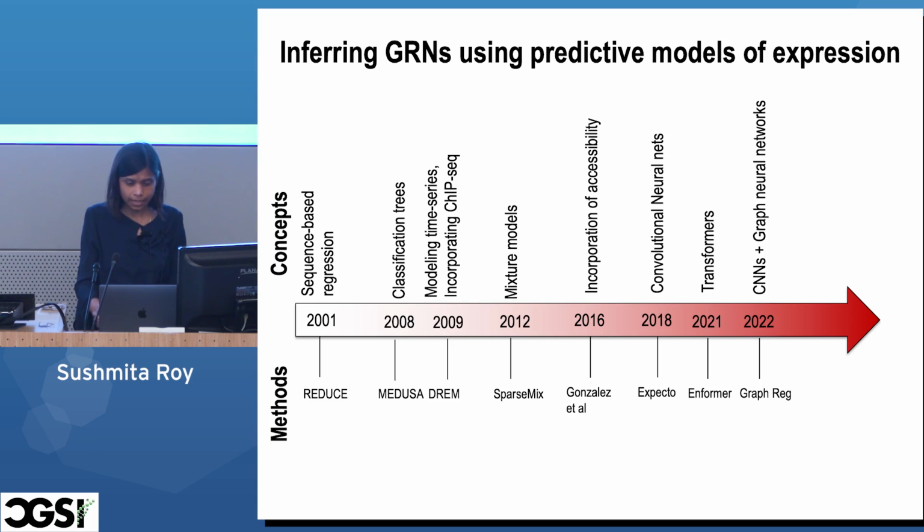And more recently, basically we are seeing methods that are based on deep learning. In particular, this method, GraphReg, tries to combine convolutional neural nets and graph neural nets, and that helps to actually bring in long-range regulatory elements like enhancers to predict the gene expression level of a gene rather than just focusing on the promoter of a gene.